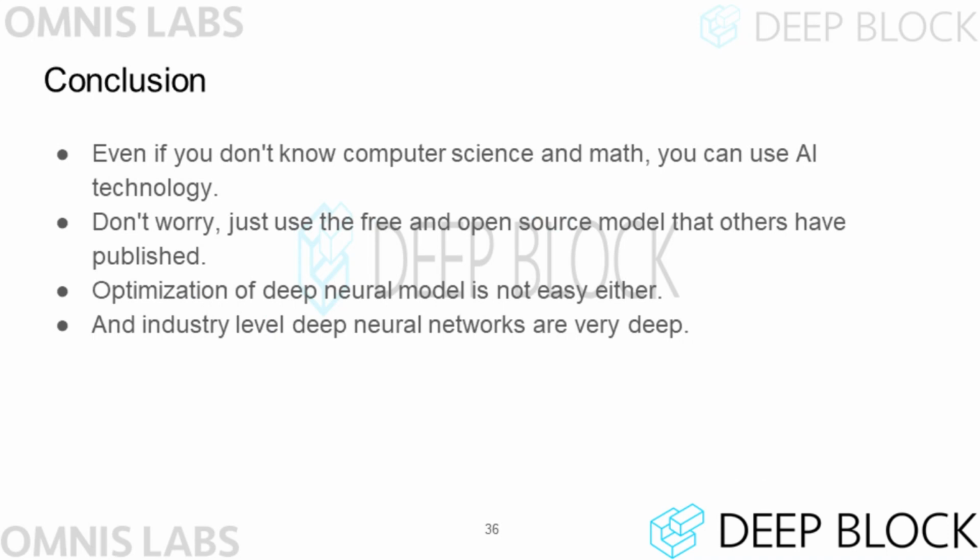Even if you're not familiar with math or computer science, you can take advantage of AI technology. Even if you don't know how to design a neural network, you can build an AI that can do specific tasks by using an open source library or model. And the neural networks used these days have many more layers and are much more complex than the neural networks we implemented today. So to take advantage of these models, you need a GPU unit with a large VRAM.